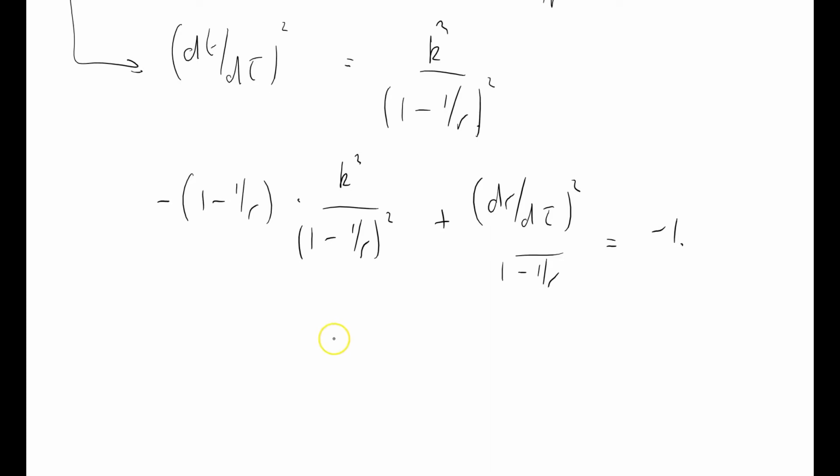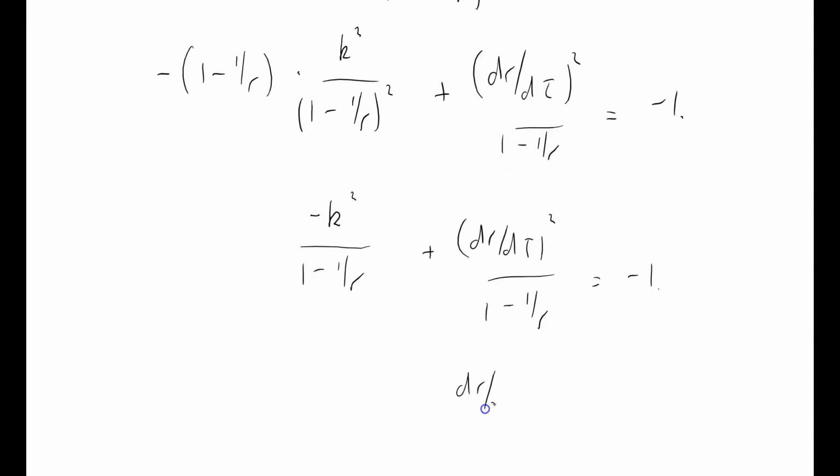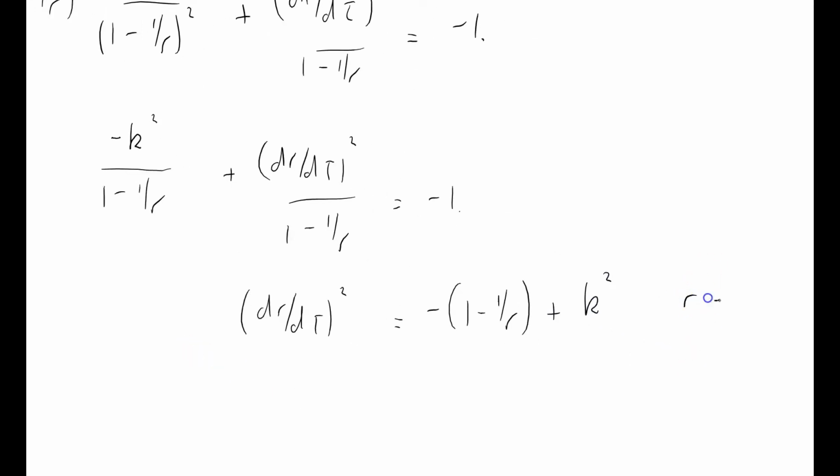Okay, so what does that tell us? That tells us that minus k squared over 1 minus 1 over r plus dr by d tau squared over 1 minus 1 over r equals minus 1. And that tells me that dr by d tau squared equals minus 1 minus 1 over r from here; that's a minus, so that's a plus k squared. And I've multiplied by 1 minus 1 over r. So long as r is not equal to 1, we're okay here.